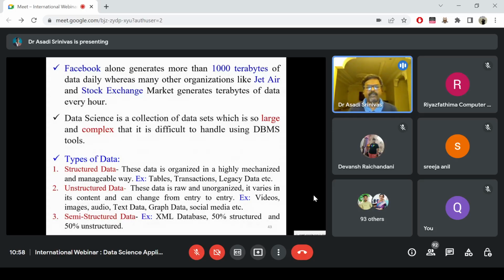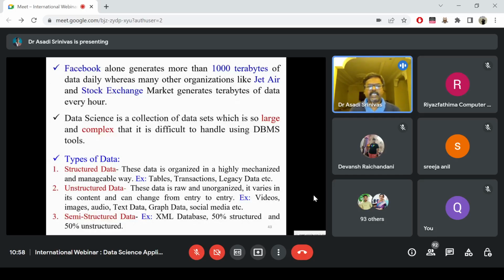With the help of relational database tools, we are creating data according to schema, procedure, syntax. Examples like tables, transactions, legacy data. So that is called structured data.